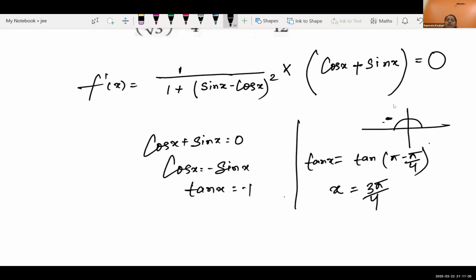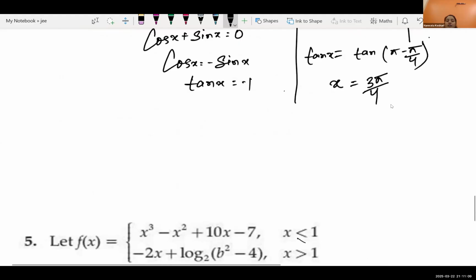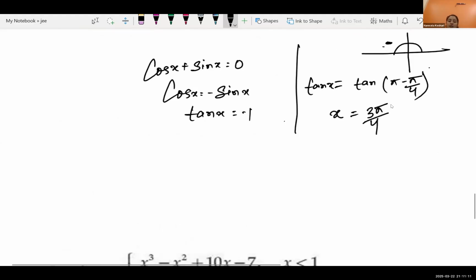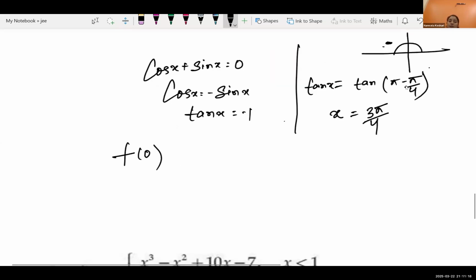Yes, ma'am. Okay, we ended up getting the critical point, and we will be checking absolute maxima and absolute minima. So we will be finding f of 0, f of pi, and f of 3 pi by 4. Now here is a catch. Okay, let's find it quickly.